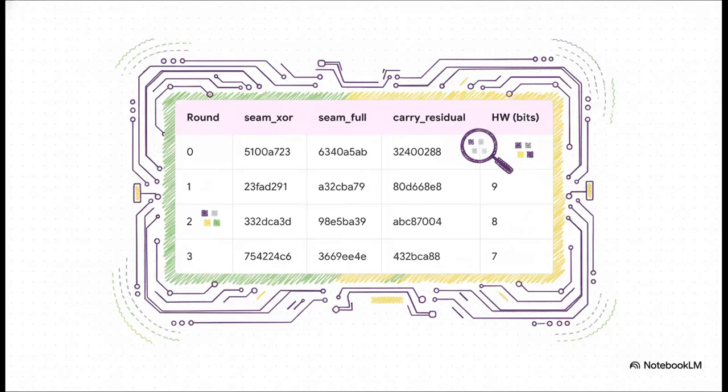And get this, look at the data here. This so-called chaotic part, the nonlinear correction that seemed so impossible to deal with, it turns out it's actually tiny and really structured. Out of 32 bits, the Hamming weight, which is just a fancy way of saying the number of active on bits, is only about 5 to 9 bits each round. That's not chaos. It's a tiny, predictable, measurable signal.